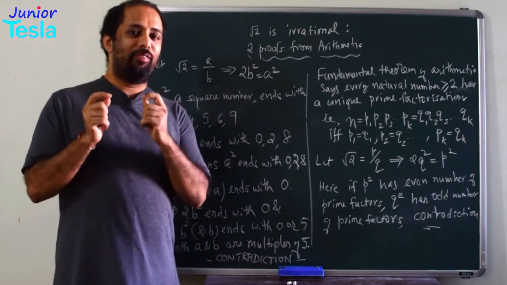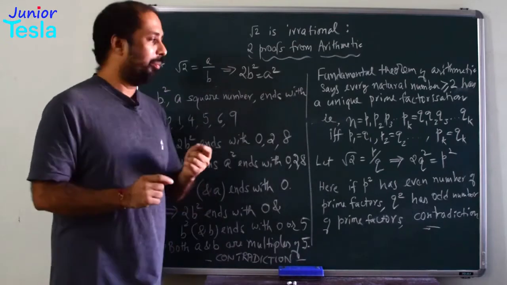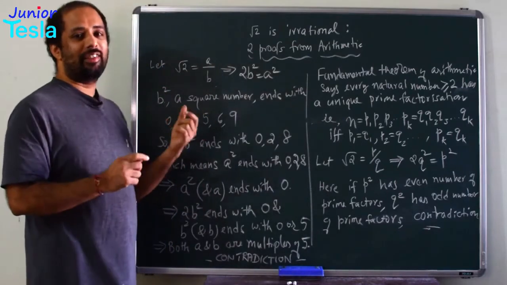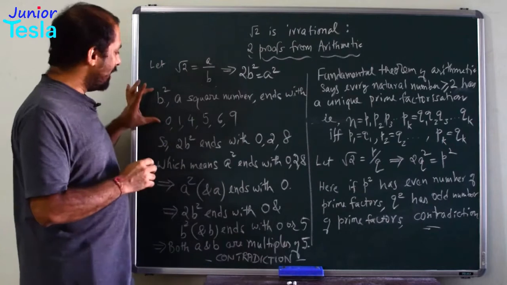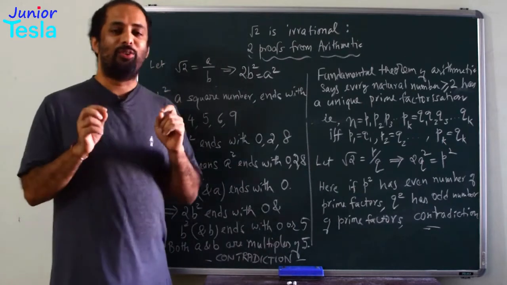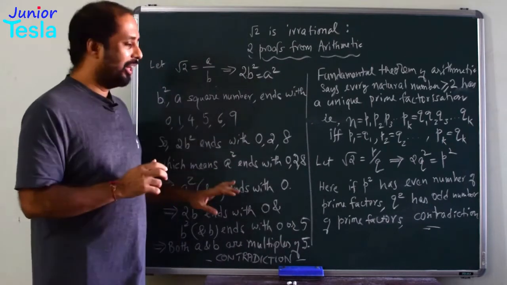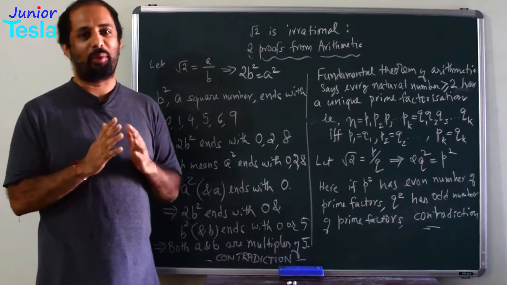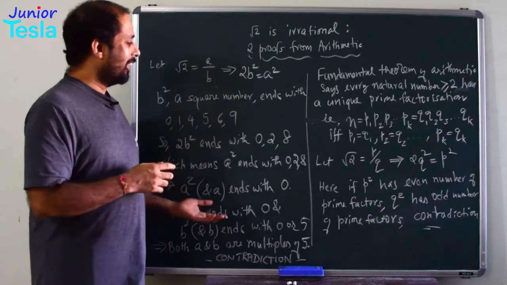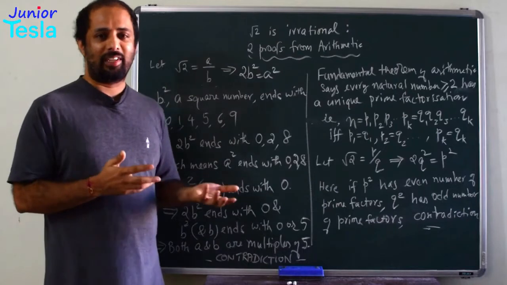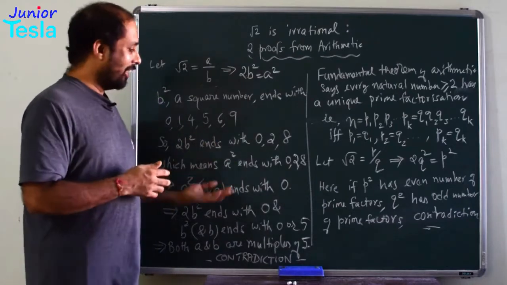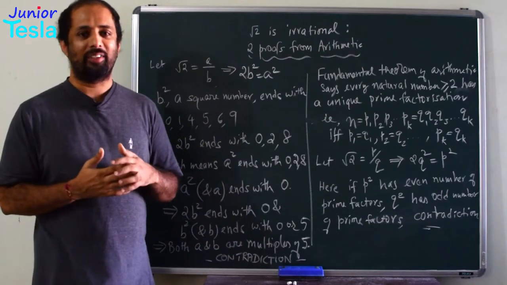that is, if the number is squared, it will be ending with any one of these 6 digits. So, using only this property, we can prove that root 2 is irrational. A very beautiful proof with only number properties. I think any student of 8th standard to 10th standard, any high school student can easily understand this argument.